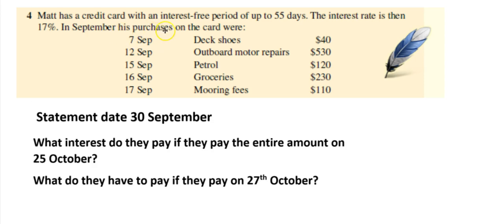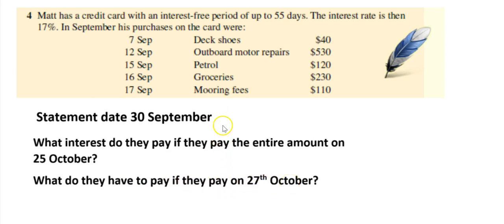Here's a question. Matt has a credit card with an interest-free period of up to 55 days. The interest rate is then 17%. Interest rates for credit cards are often much more expensive than savings accounts and other loans. In September, his purchases were these purchases. Now, the questions asked were: what interest does Matt pay if he pays the entire amount on the 25th of October? And what will he have to pay if he pays on the 27th of October?